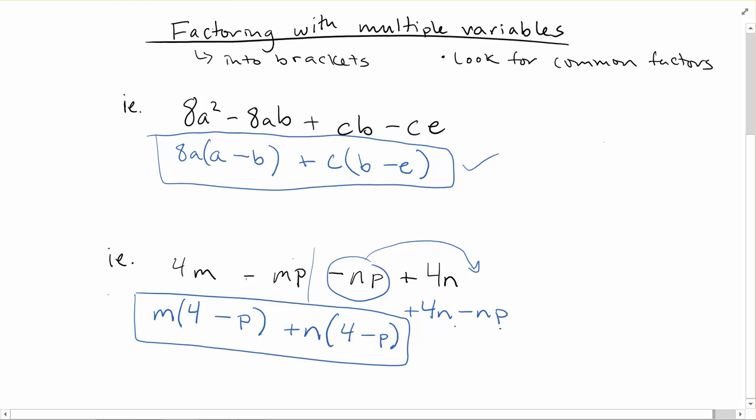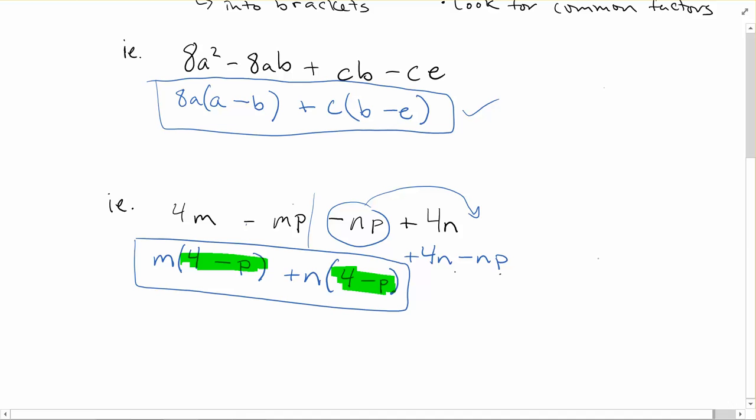You can be happy with that. But look closely here. m times bracket 4 minus p plus n times bracket 4 minus p. You may notice that those brackety things are the exact same, which means that I still have a common factor between those two sets of things. So in this case, 4 minus p and 4 minus p are shared by both the im and the n. So, much like I would have factored taking the im out of both of those to put it in front, I'm going to do the same thing here. I'm going to take the n minus p and put it out front.